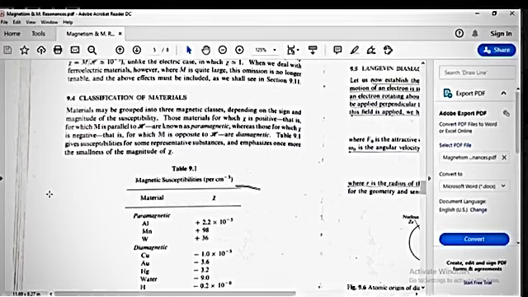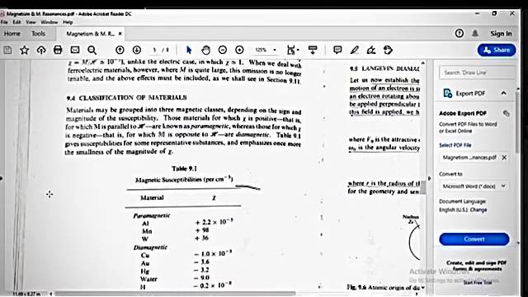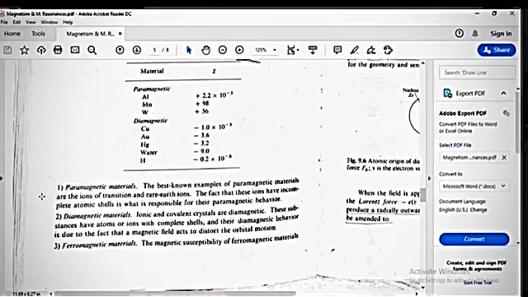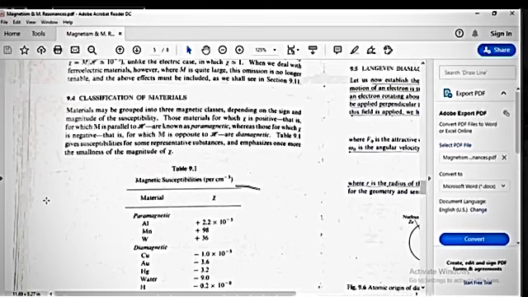Similarly, manganese and tungsten are paramagnetic substances, whereas for copper, gold, silver, water and hydrogen, the magnetic susceptibility is not only low in magnitude but is negative as well. So these materials are obviously diamagnetic, and we have yet another class known as ferromagnetic, which we will discuss later.